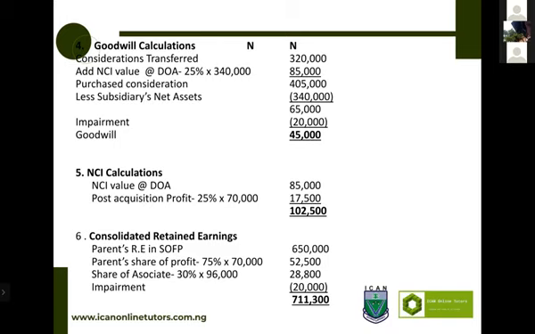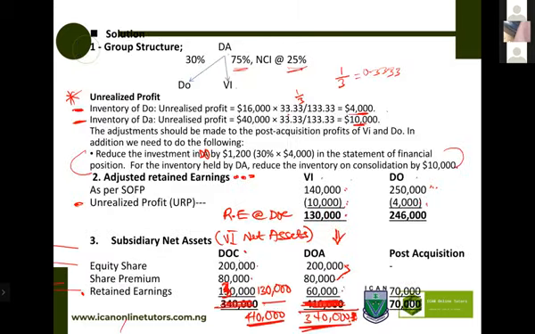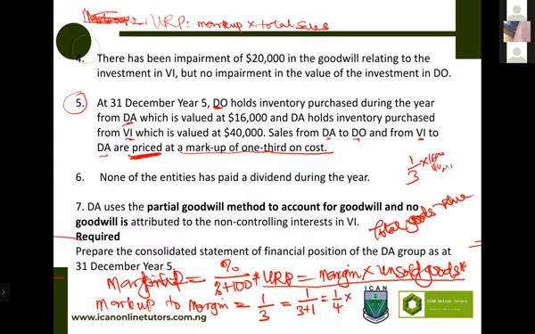Then less the net asset of the subsidiary. This is the subsidiary net asset. If you deduct it, 405 minus 340, you will have $65,000. But something also happened over the period. We were told that there has been impairment of $20,000 in the goodwill relating to the investment in V, which means V goodwill is impaired by $20,000, but no impairment in the value of the investment in DOG.